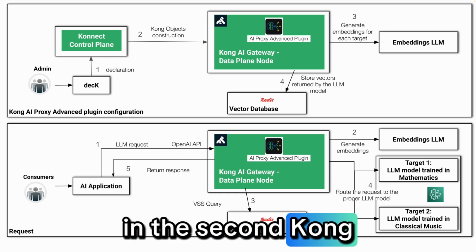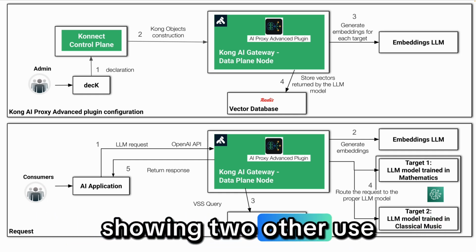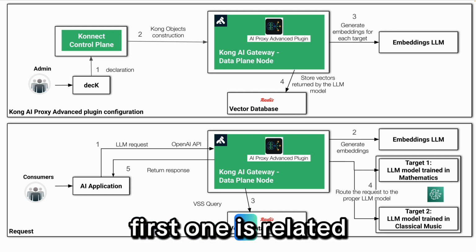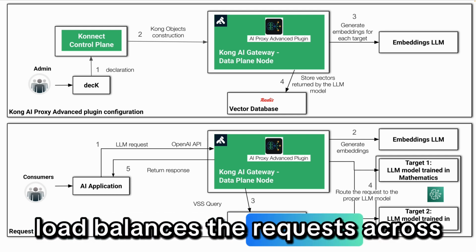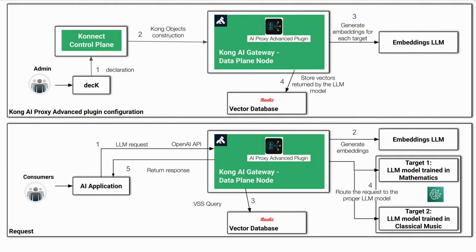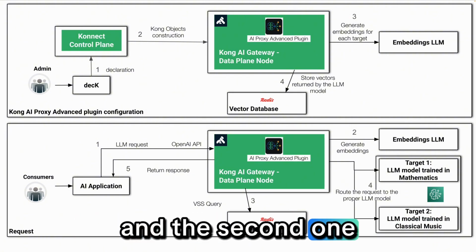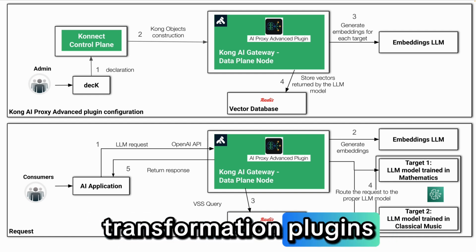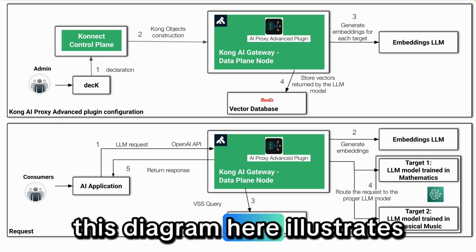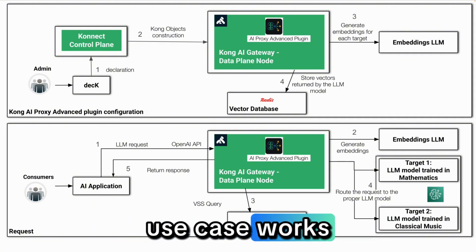In the second Kong AI Gateway and Amazon Bedrock video, I'm going to be showing two other use cases. The first one is related to semantic routing, where the AI gateway load balances the requests across multiple LLM models based on semantic policies. And the second one, I'm going to be showing how to use the request and response transformation plugins.